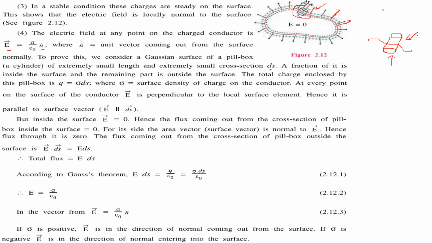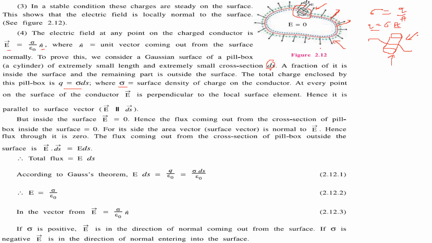We know that sigma is nothing but Q by area. Q is equal to sigma into area, so Q will be sigma into A. We are taking a very small cross section ds, so Q will be sigma into ds. Sigma is the surface density of the charge we are placing on this conductor.